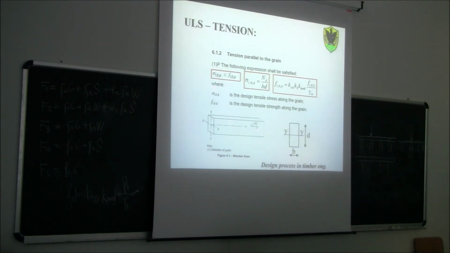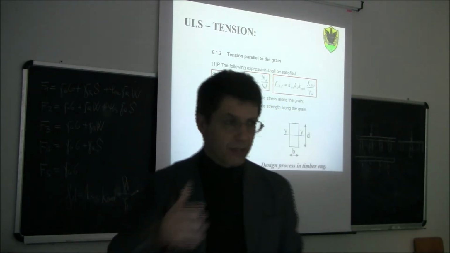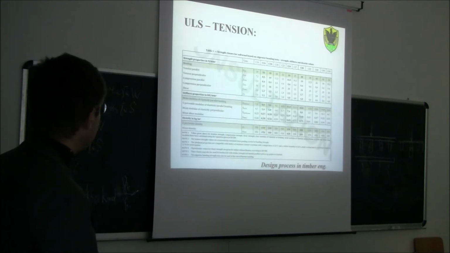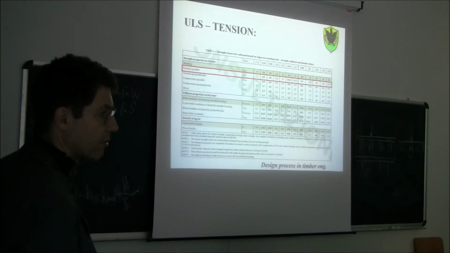Okay, so this is tension parallel to the grain. Obviously, we need to remember that f_t,0,k, the characteristic tensile strength of timber parallel to the grain, will be provided by the regulation depending on the strength class of timber. You remember this is a big table showing for each strength class the value of the strength. Basically here you see tension parallel to the grain, depending on the strength class, you get your value.